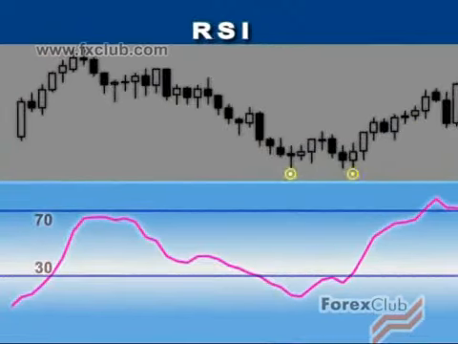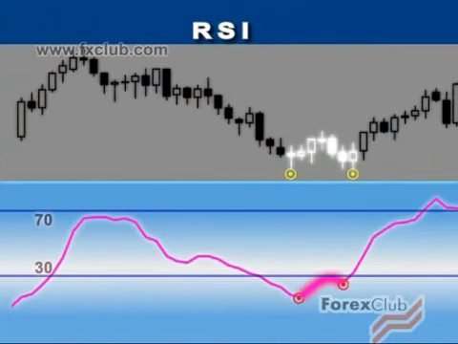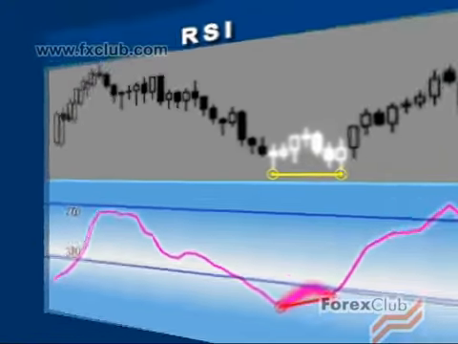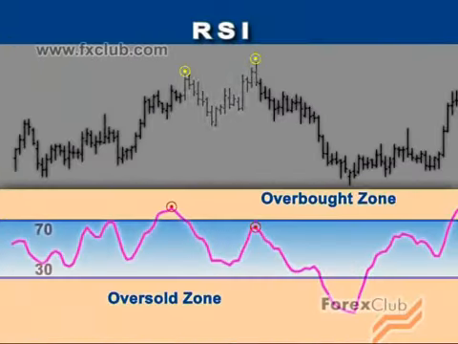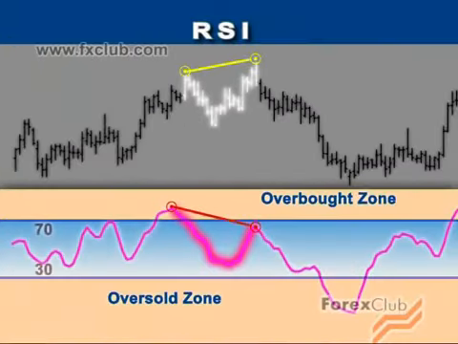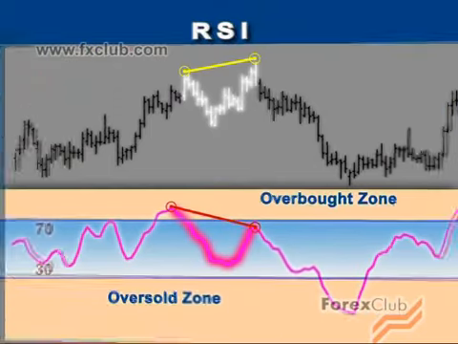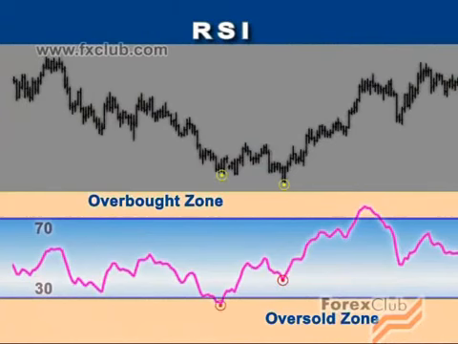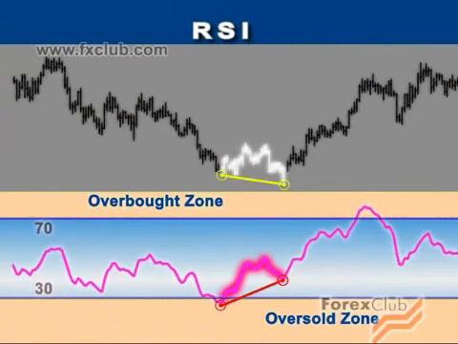Here we can see a double bottom on the price chart. RSI has formed two troughs and the last one is higher than the previous. Divergence again. When a divergence forms, what we really like is when the last indicator high is below the signal line of 70, that is, outside the overbought zone, and also that the last trough of RSI is above the 30 line, outside of the oversold zone, like this.